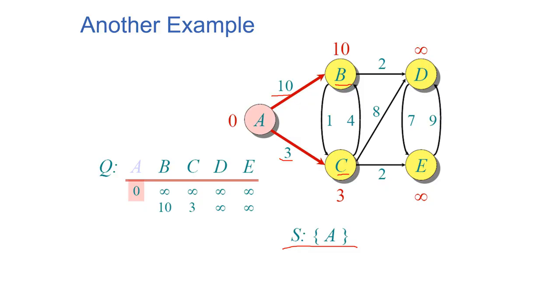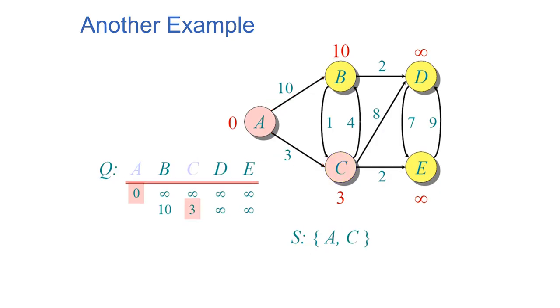Out of these two, next I will pick the node which is reachable in minimum distance, which is C, because C is reachable in only 3 units. So the next node we add to the known nodes is C. Now C has changed color and is reachable in 3 units, and our known vertex set becomes A, C.